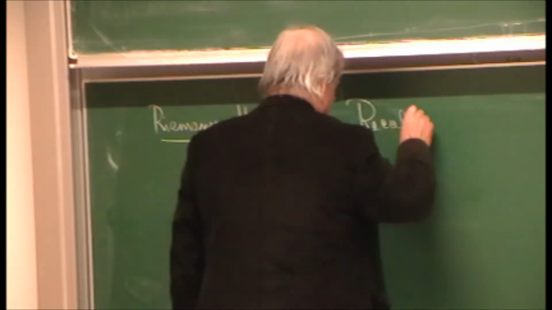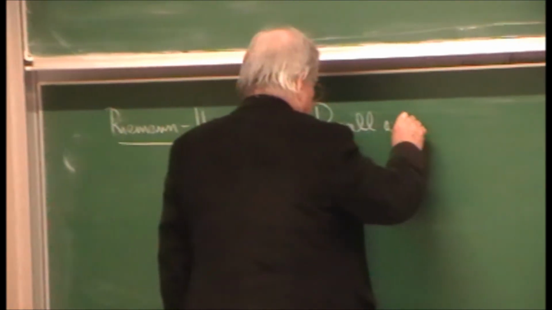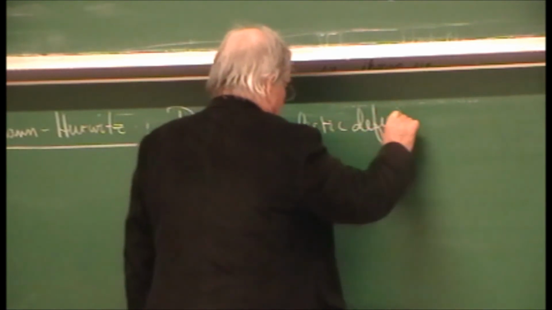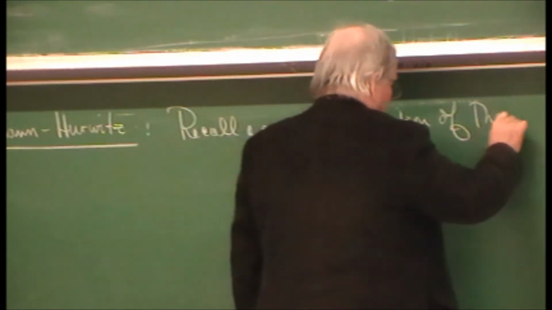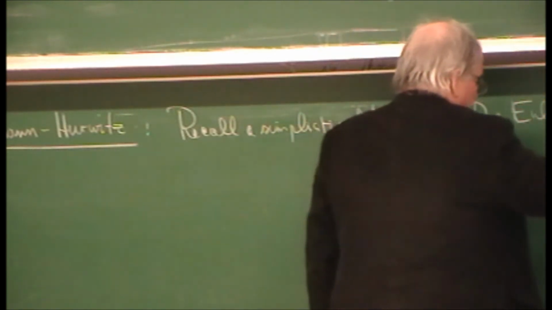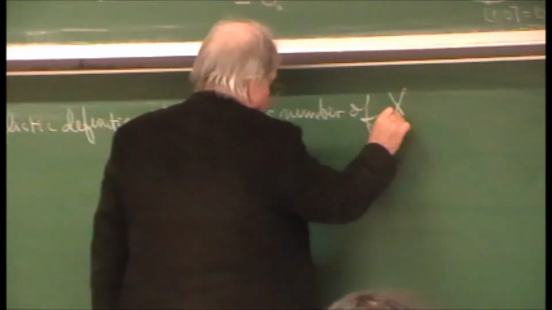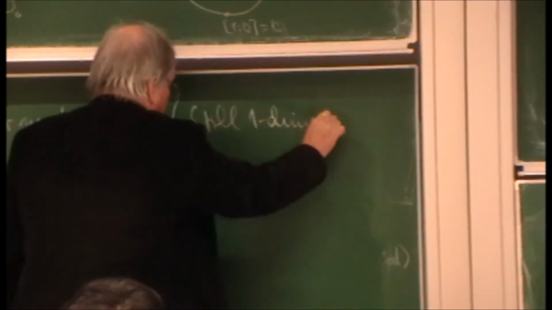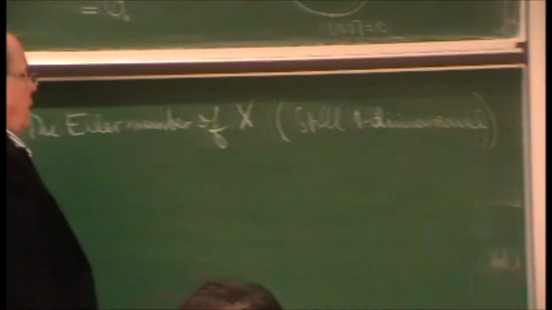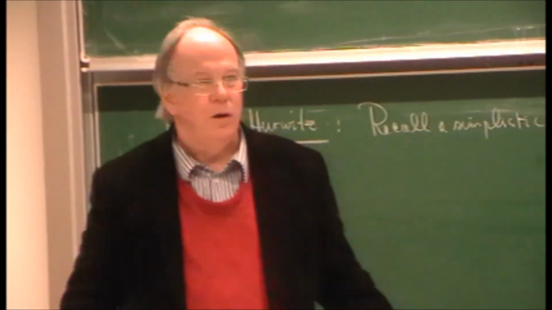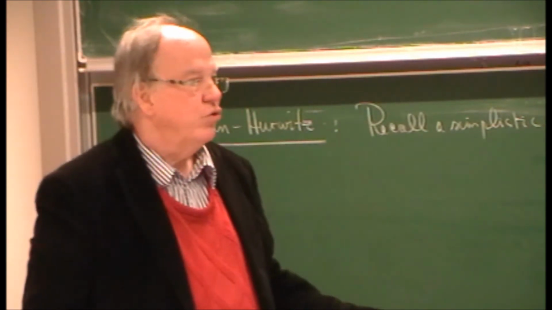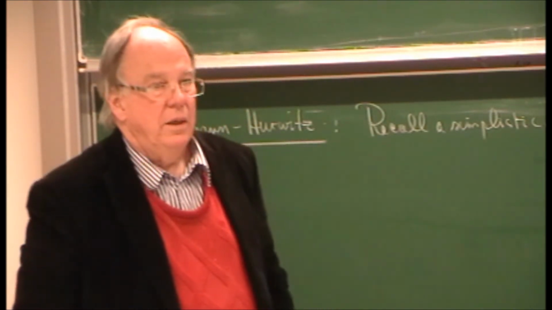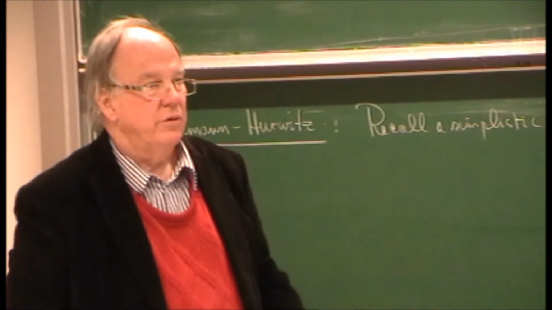Well, you need to recall a simplistic definition of the Euler number of X. So still in a one-dimensional case. The simplistic definition of the Euler number is due to Euler. So Euler was optimistic and believed you could triangulate any surface. I doubt that he proved that. It's slightly interesting, particularly for topological surfaces.